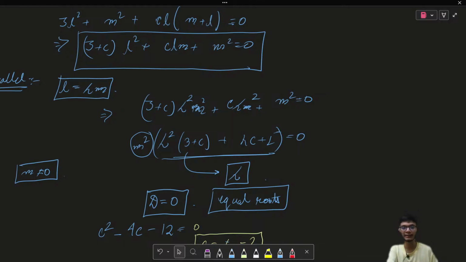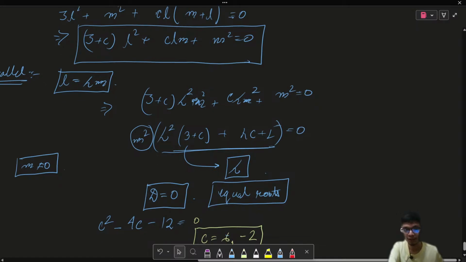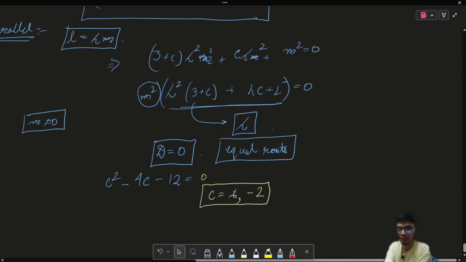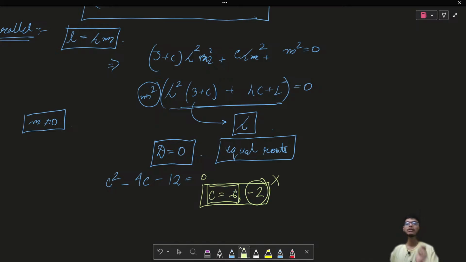Now, this basically says they are parallel, so I should have lambda to be positive. So if I put C is equal to 6, I see that I get a positive lambda. Whereas if I put C is equal to minus 2, I don't get positive lambda. So I have to put the value of C is equal to 6 in order to get parallel lines. Therefore, the final answer to this positive value of C is going to be 6.